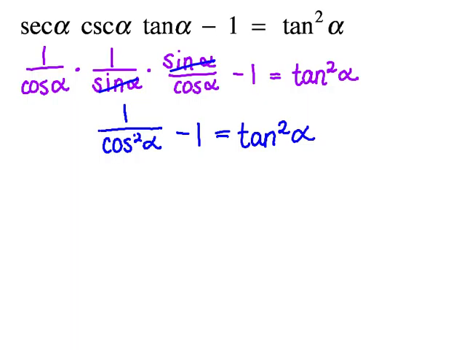Once again, at this junction, there are 2 different ways you can solve this problem. The first way is to get a common denominator. It's going to take a few more steps, but it'll get there. The second way is to substitute in for 1 over cosine. What does that equal? That equals secant squared.